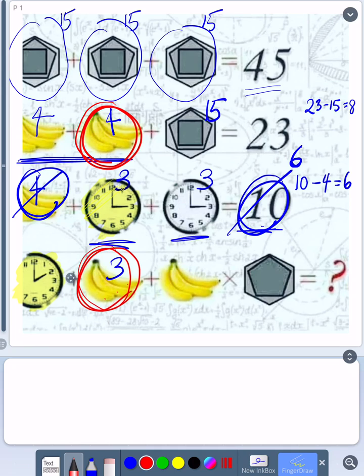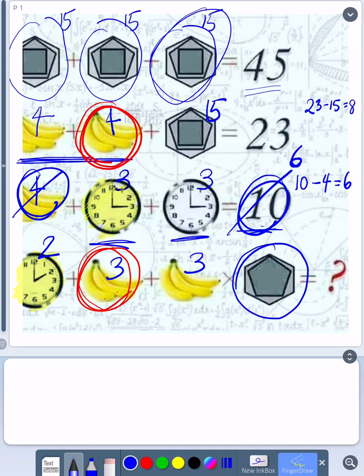So with that, we can safely establish that the clock here represents 2, the banana is 3, this is 3, and how about the hexagon? So this shape here, the last shape. It goes back all the way to the first line. We said that the shape here is 15. So if you look all the way to the top, it's 15. How is it related to the shape?